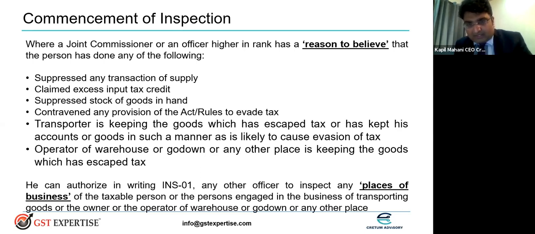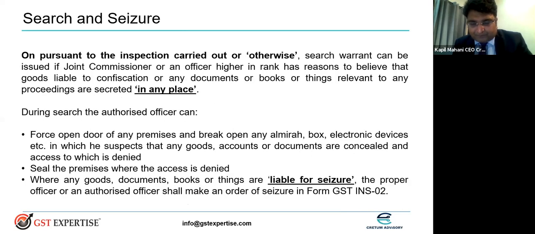What is important is any place of business of the taxable person or the person engaged in the business of transporting goods, or the owner or the operator of a warehouse or any other place. So inspection can be done at any place of business which is connected with the taxable person or a person engaged in business or transporting of the goods or the owner. So there can never be an inspection on a reason to believe at any other premises apart from this.